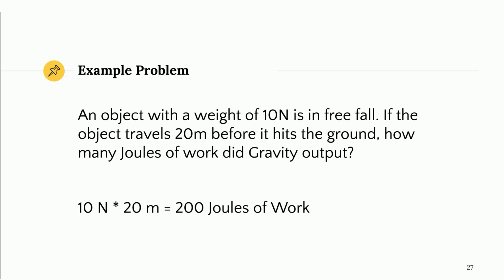If it's hard for you to understand this, remember that the weight is the force that gravity is asserting onto any object at a given time. So since it's in free fall and it's going straight downwards, the weight, 10 newtons, is being used for the total 20 meters, which causes it to be 200 joules of work.